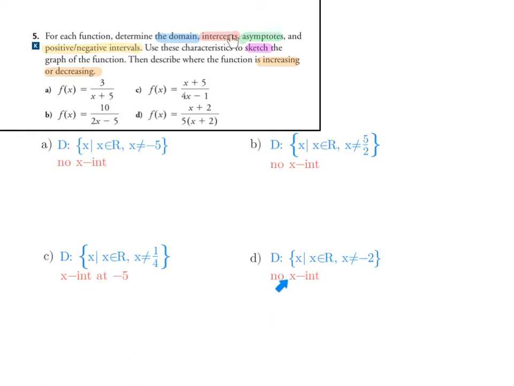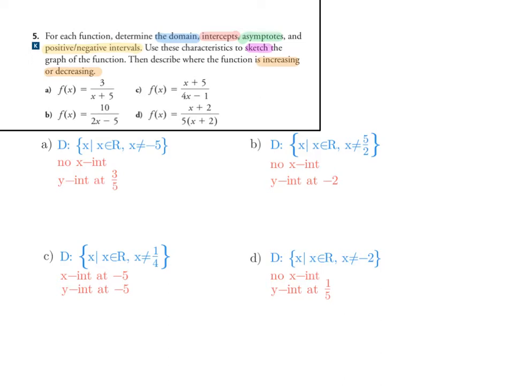All right, let's do the y-intercepts now. That's easy. That's just f of 0 for all of them. So just plug in 0. So here it'll be 3 over 5, 3/5. Y-intercept will be 10 over -5, -2. The y-intercept will be 5 over -1, so -5. And the y-intercept will be 2 over 10, so 1/5.